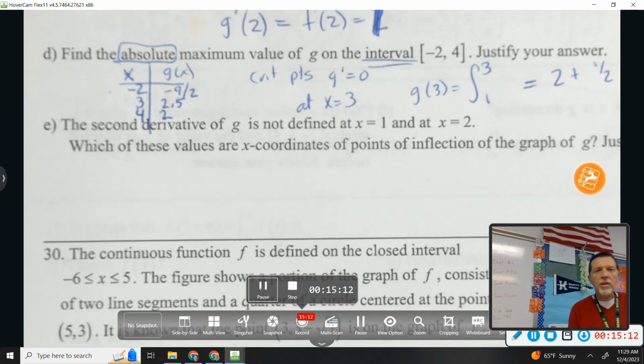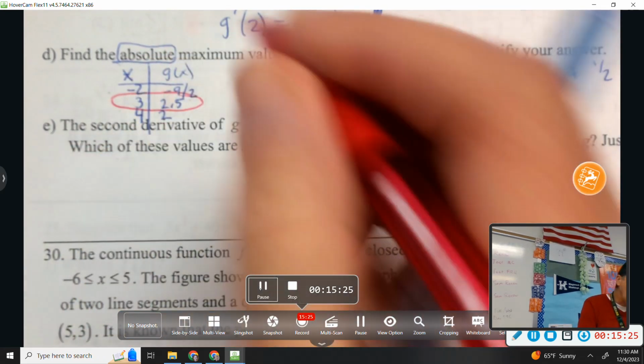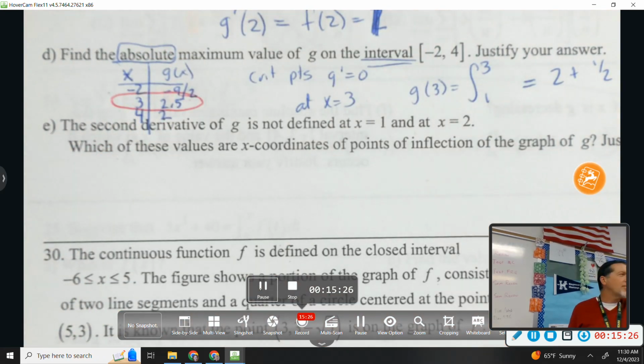Okay, but I haven't answered the question yet. What is the absolute maximum value? Now, is the answer 3 or is the answer 2.5? The real answer is 2.5. That's the absolute maximum. It happens at 3.